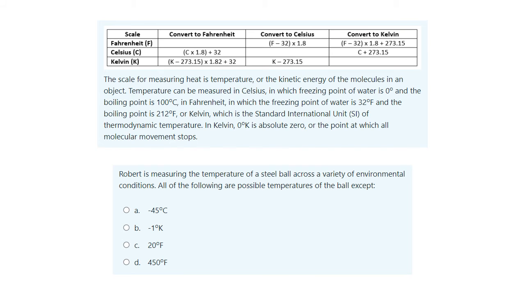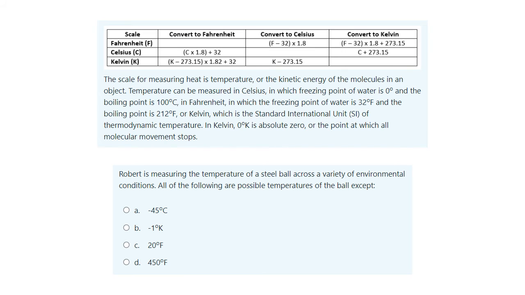Then there's Kelvin. Kelvin you might not have heard of before, but Kelvin is the standard international unit, the SI, of thermodynamic temperature. Basically, Kelvin is used by scientists. Because there's Celsius and Fahrenheit and different systems in different countries, scientists have their own standard unit of measuring. In the Kelvin scale, 0 Kelvin is absolute zero. At absolute zero, all movement stops, all molecular movement stops.